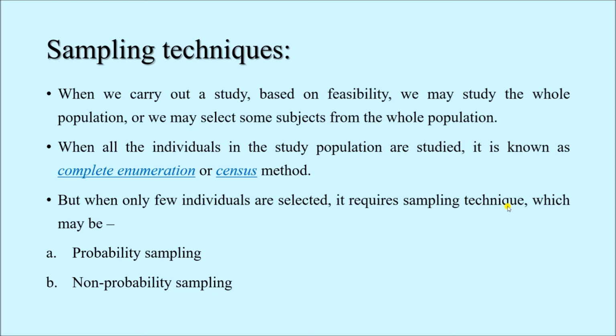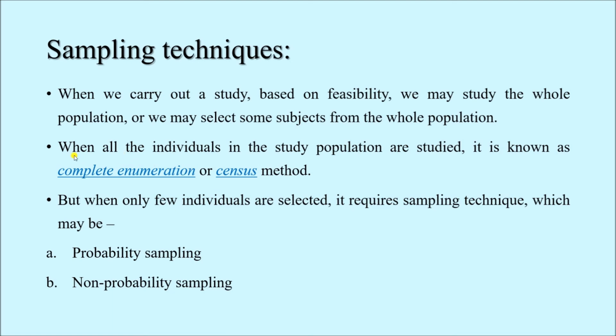Now let us discuss the different sampling techniques. Today we shall learn only the classification, the names of different techniques. In our next few videos we shall discuss them individually. So when we carry out a study, based on feasibility, we may study the whole population or we may select some subjects from the whole population. If it is feasible, we can also take information from all the subjects in the given population.